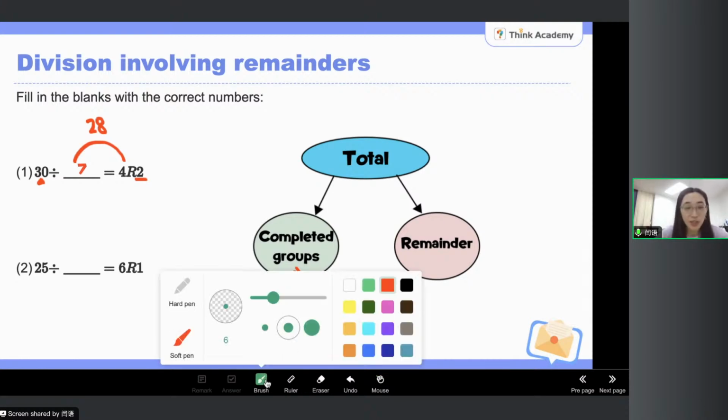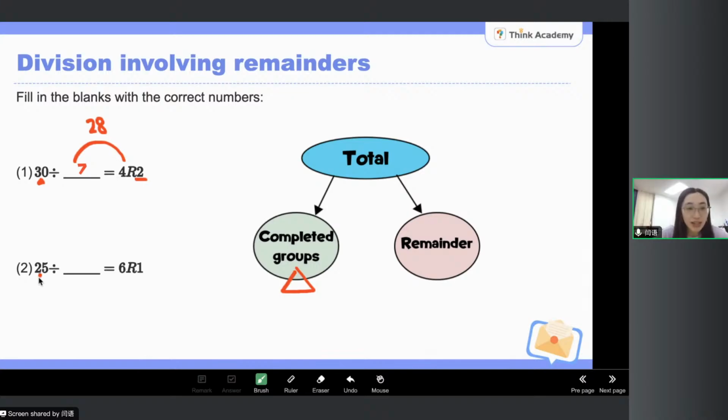Okay. Now, following the same method, it's your turn. For the second one, you see 25 divided by something equals 6, remainder 1. Again, we know the total, we know the remainder. So how can we calculate the value of completed groups? It's your turn now. Okay, try.